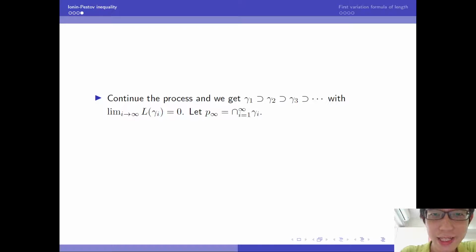Continuing this process, we get nested arcs. Gamma 1 contains gamma 2, contains gamma 3, and each time the length is decreased by a half. Therefore, the limit of the length is 0. And so the intersection of all gamma i must be a point. Let me call it P infinity.